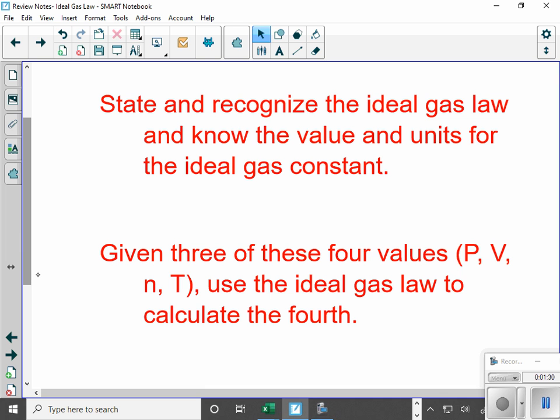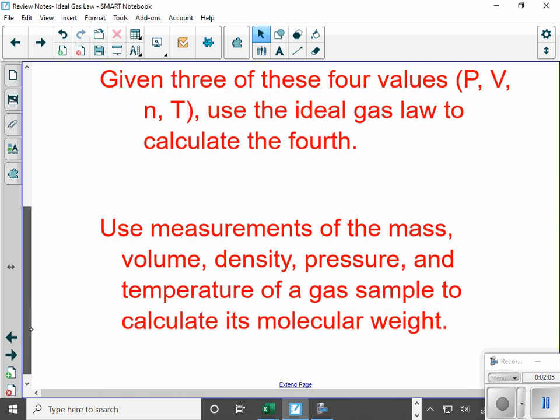The second of the success criteria is, given three of the four values, pressure, volume, moles, or temperature, we can use the ideal gas law to calculate the fourth value. So we're going to have five things, one of which is R, the gas constant. If we have four out of those five things, we can calculate the fifth. That is what we are going to be doing. It sounds a lot harder than what it actually is, I think.